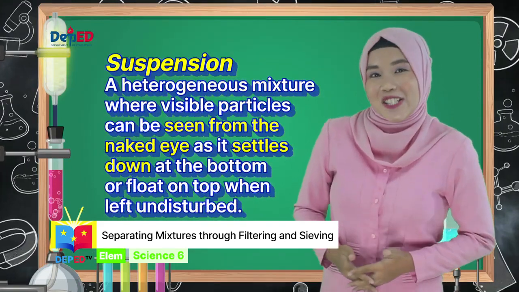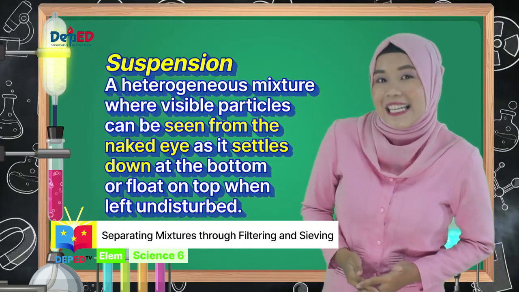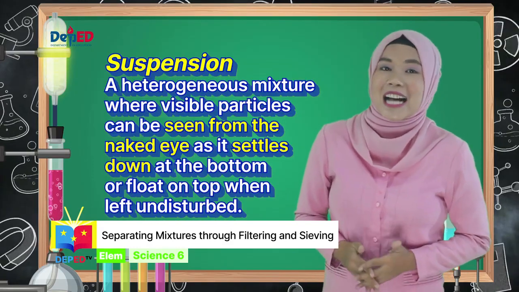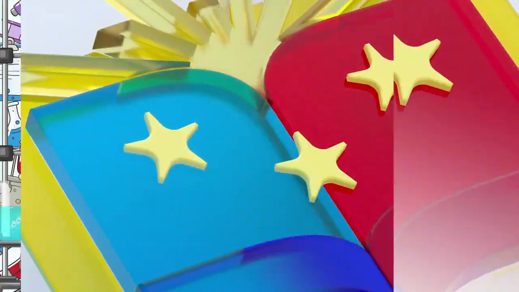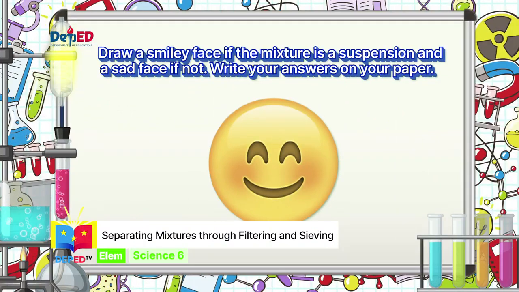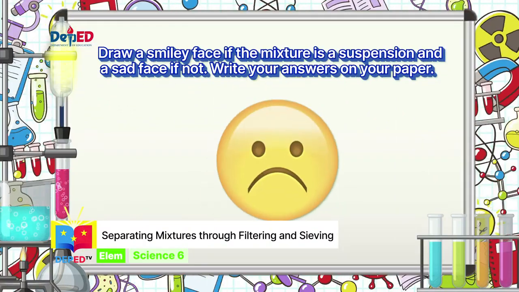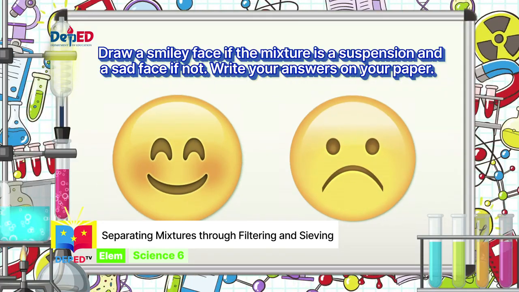Suspension is a heterogeneous mixture where visible particles can be seen by the naked eye as it settles down at the bottom or floats on top when left undisturbed. Draw a smiley face if the mixture is a suspension and a sad face if not. Write your answers on your paper.